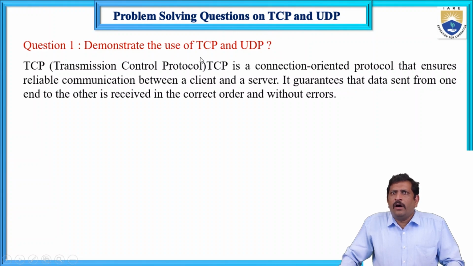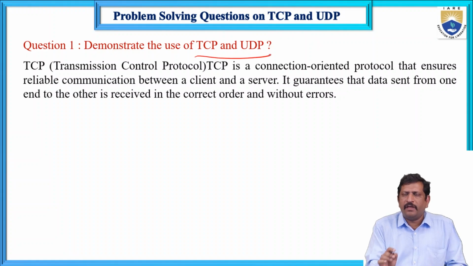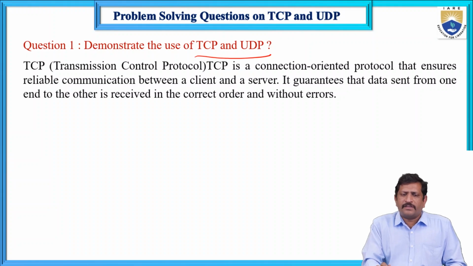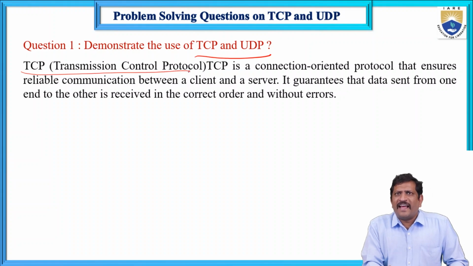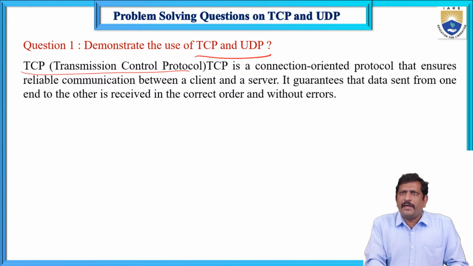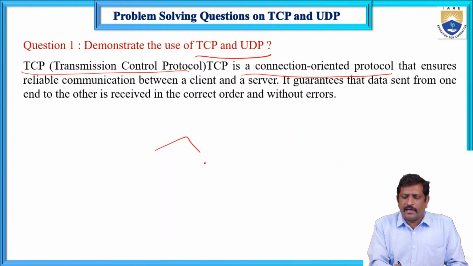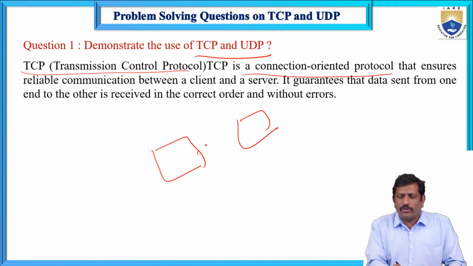How are we utilizing the TCP protocol and UDP protocol in networking for establishing communication? That is the problem, and how can you resolve it? TCP is the Transmission Control Protocol. It is a connection oriented protocol. Connection oriented means that before transmitting data from source to destination, we have to establish the connection between source and destination.